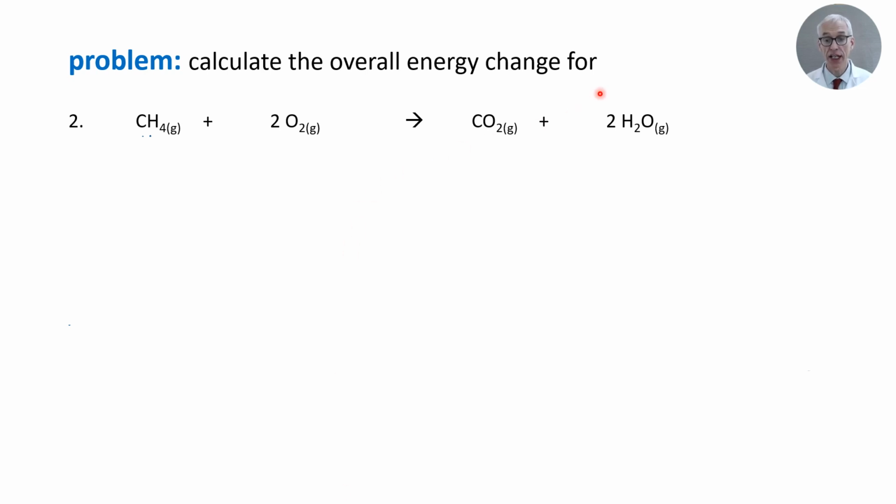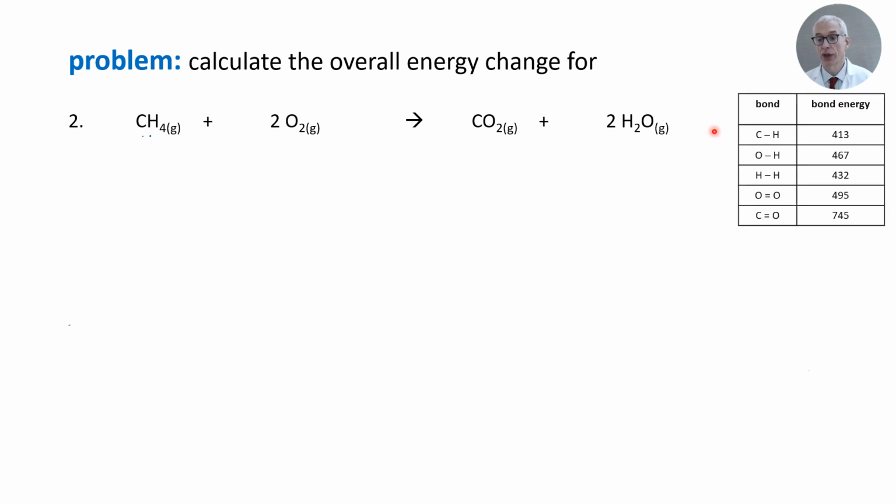So here is a second problem. Calculate the overall energy change, or delta H, the enthalpy change, for methane's combustion in oxygen. Of course, you will need some bond energy values. Here is a table with the relevant values. Pause the lesson, complete the calculation, come back to check against my solution.